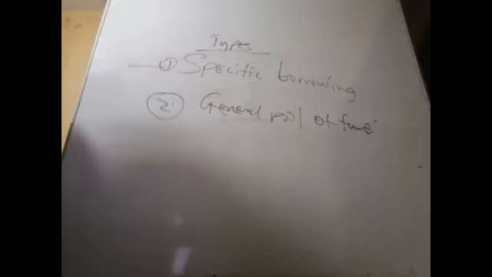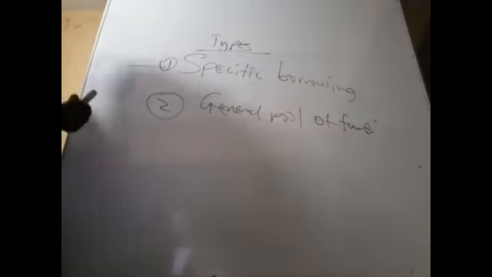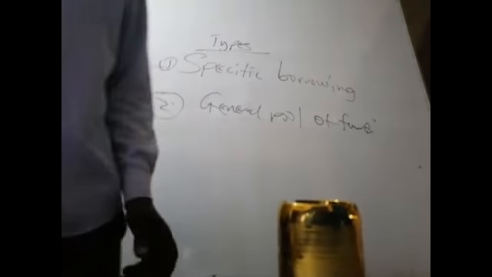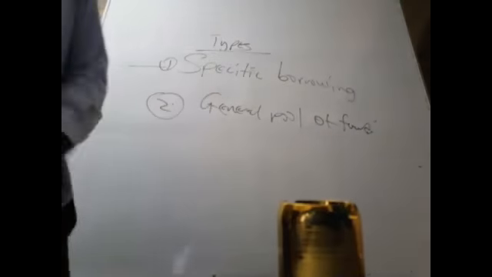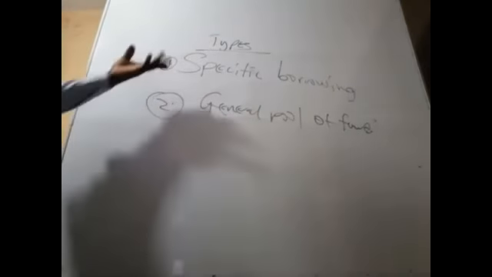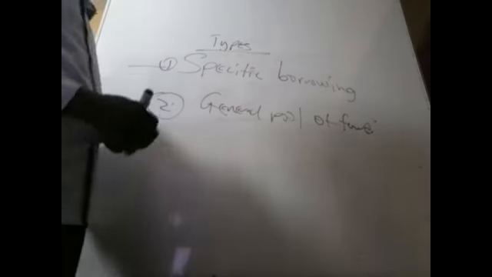For specific borrowing, you pick a fresh loan or fresh debt to construct this qualifying asset. You say, I want to construct this asset, I don't have money, so you go to the bank, pick a fresh loan to go and construct this asset. That is it. That is specific borrowing.